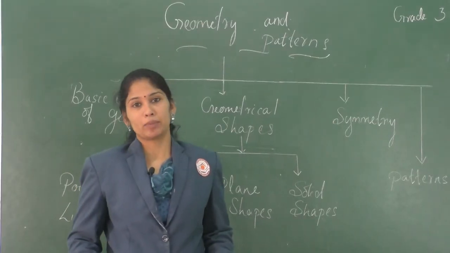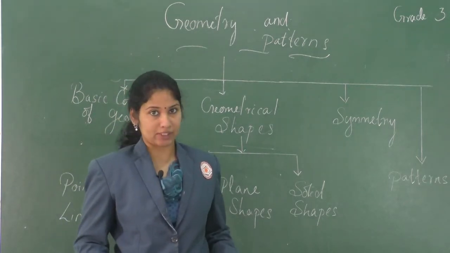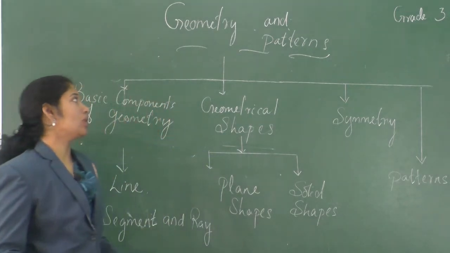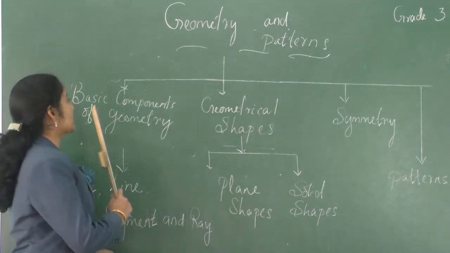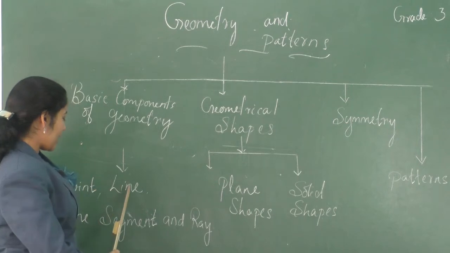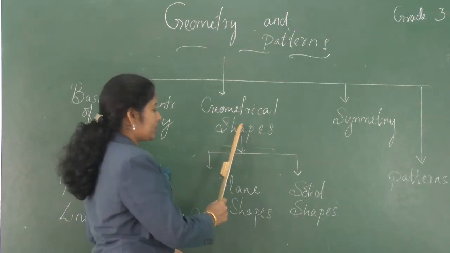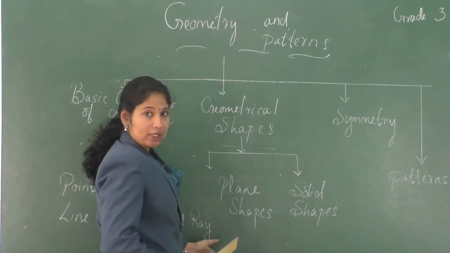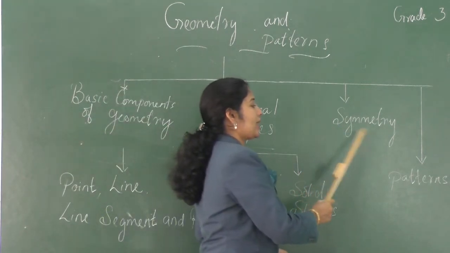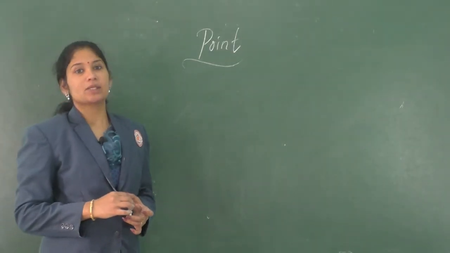Children, our new chapter is more about learning geometrical shapes and patterns. Here is the mind map of chapter 7. Main topics are basic components of geometry: point, line segment and ray; geometrical shapes: plane shapes and solid shapes; symmetry; and last, patterns. Children, our first topic is point.